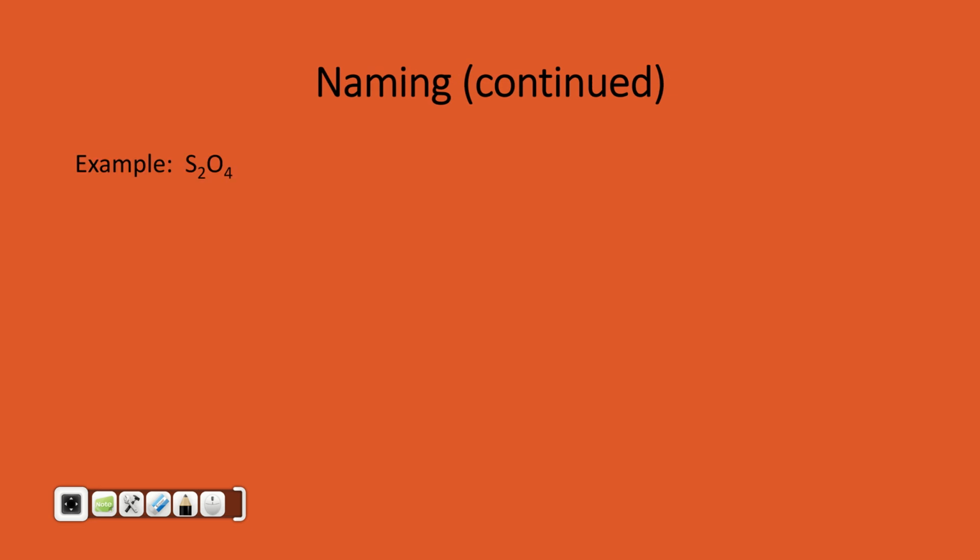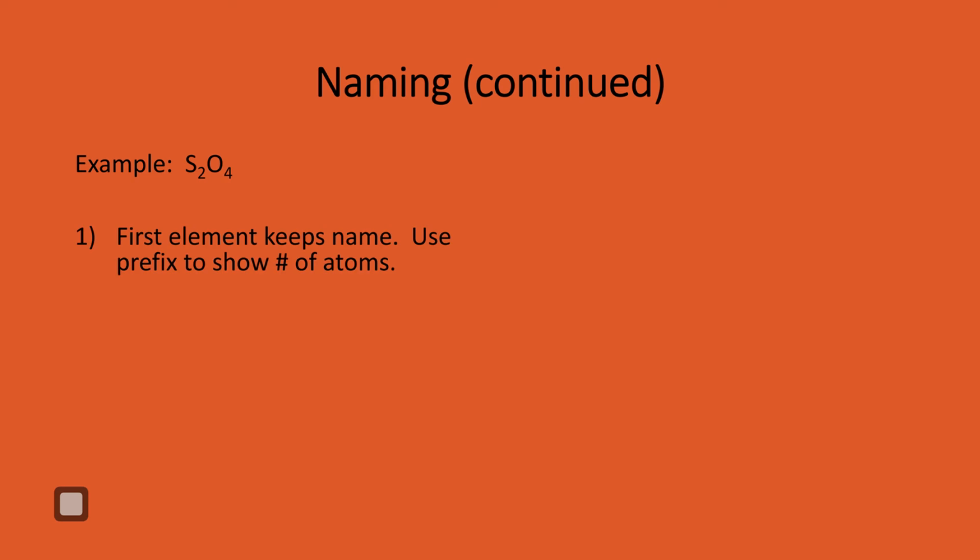Here's an example, S2O4. First off, that's covalent because non-metal, non-metal. Sulfur and oxygen are non-metals. The first element will keep its name, and then you use one of the prefixes to show the number of atoms. We do not use mono on the first element. So if there was only one sulfur, we would just say sulfur, not monosulfur, if it's the first element. So mono is never used on the first element.